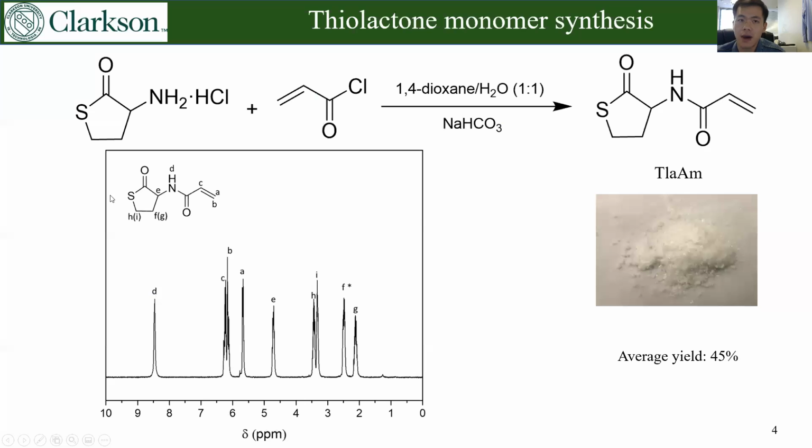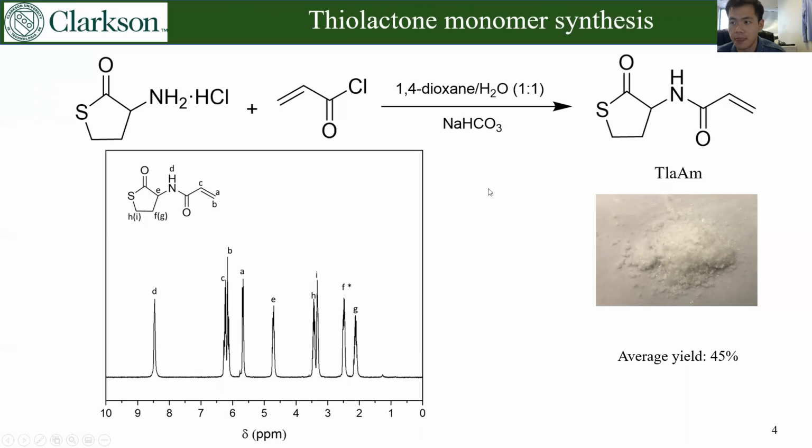My work basically starts with monomer synthesis. The monomer I synthesize is an acrylamide-like thiolactone. We start with homocysteine thiolactone hydrochloride, a very cheap, commercially available compound that naturally exists, and react it with acryloyl chloride. It's a very simple one-step reaction. I did this reaction in a 1:1 ratio of 1,4-dioxane and water as solvent, so we can yield this thiolactone acrylamide monomer.